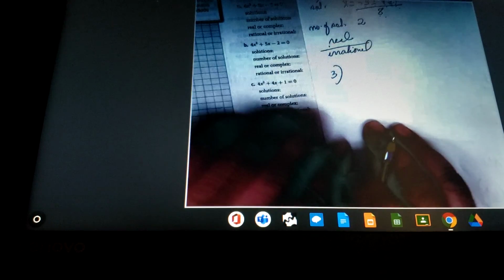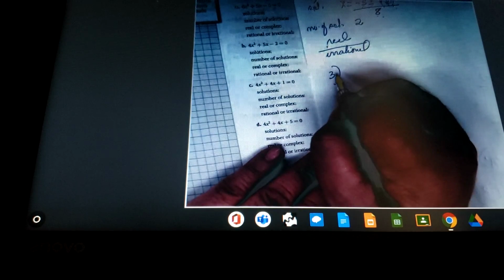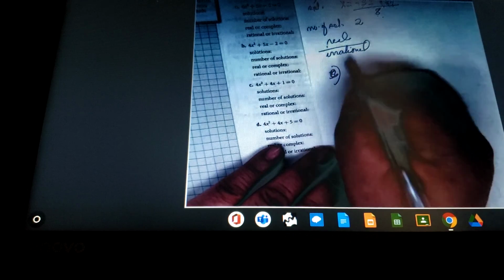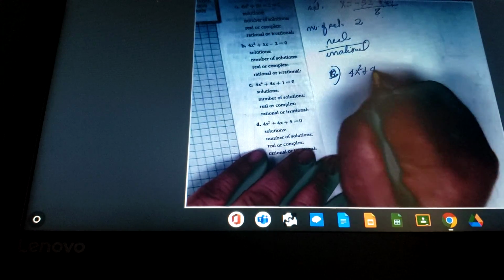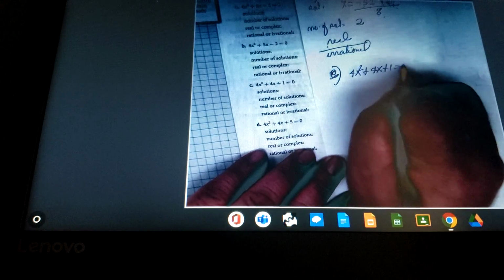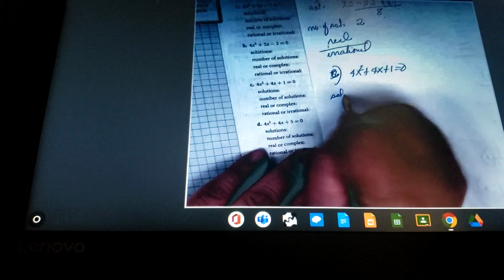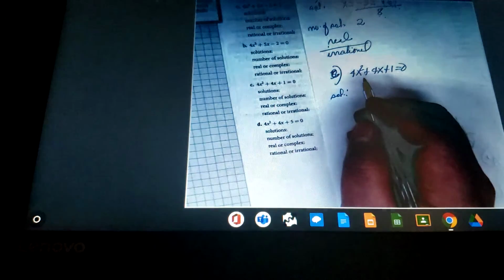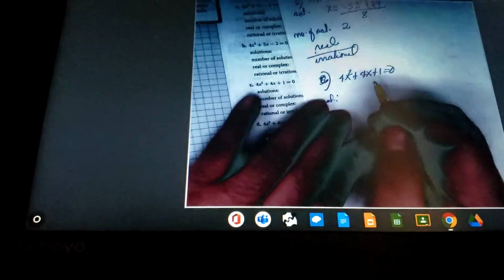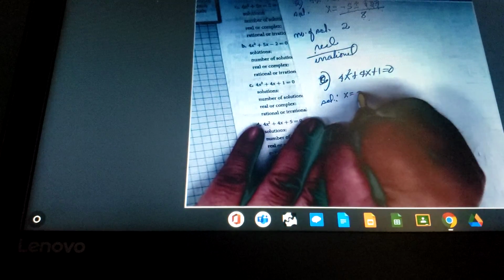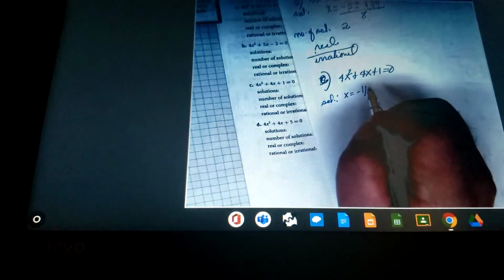Letter C. 4x squared plus 4x plus 1. What is the solution set? What is the value of x? Anybody? I don't know if it's right. Yes. What? I got negative 1/2. x is negative 1/2. Only negative 1/2?